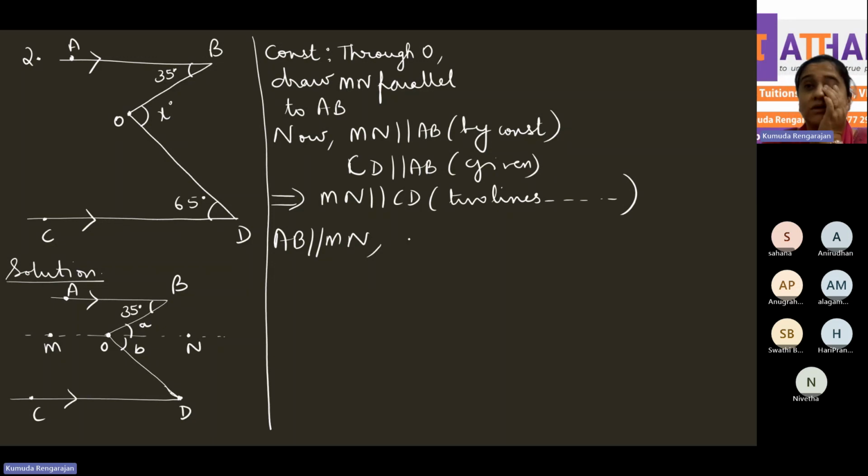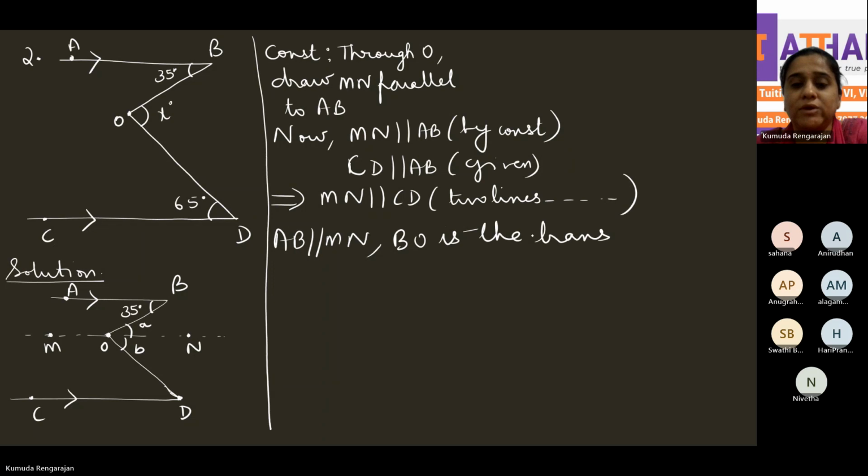Tell me which is the transversal here. How do we find A and B? To find X, we're going to find A and B. How do you find which is the transversal? If AB is parallel to MN, which one should be taken as a transversal? BO is a transversal. Very good. BO is a transversal. Now what is the relationship between 35 and A?